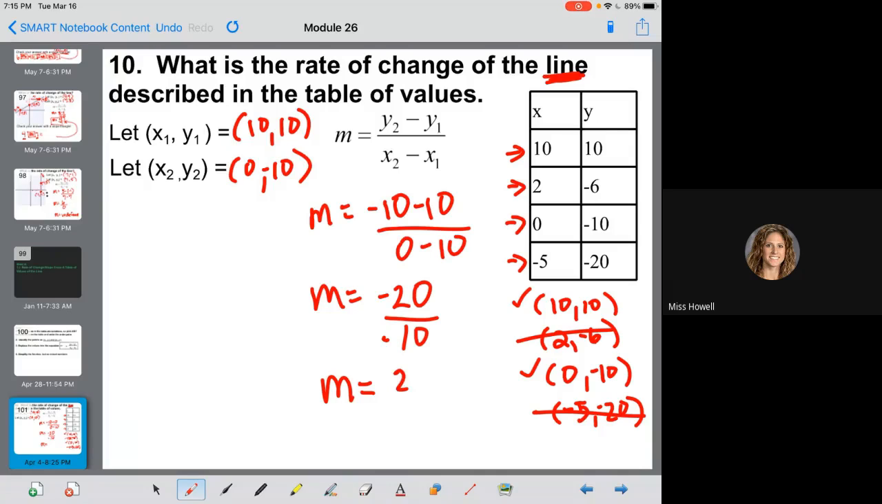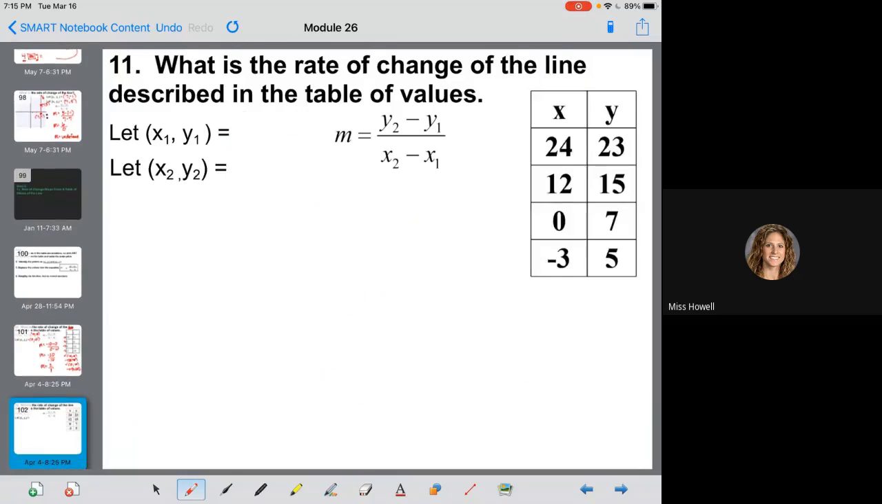But remember, we need a fraction. So that's really 2 over 1 when we write it in its simplified fraction version, which means this particular line, to go from one point to another point on our line, we'd go up 2 and to the right 1. All right, let's try another one like that.